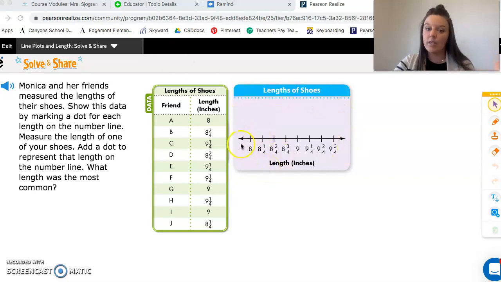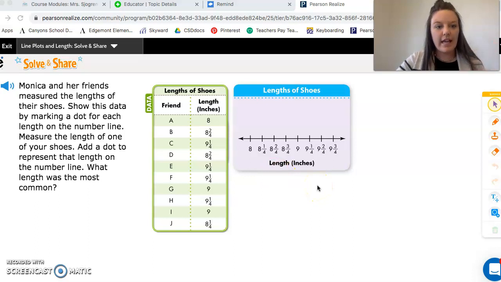A line plot is, of course, a line with numbers that fit your data, and then you plot however many data sets match that number. Line plots are so great because you can see which one has the most, the least, which one has the same amount as someone else. So a line plot is quick and easy to gather data and then make observations about that data.